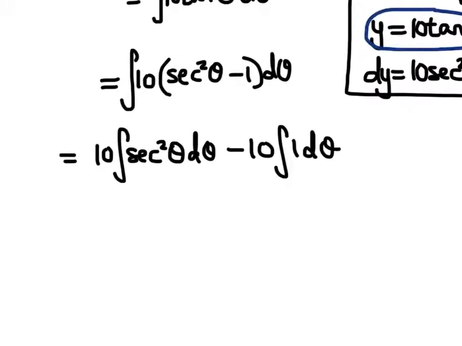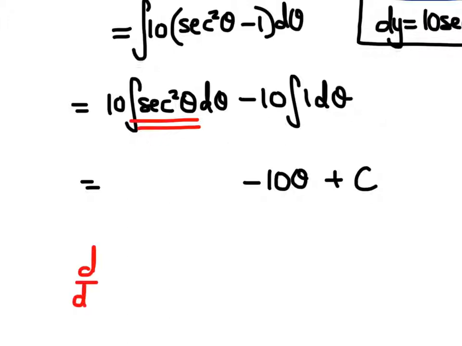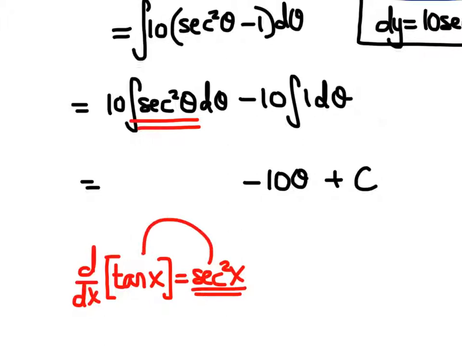Both of these integrals are pretty simple. The second one obviously is a little bit simpler, so that's minus 10 theta, all plus c. Now for this first piece, the integral of secant squared should ring a bell. Why should it ring a bell? Well, we know the derivative of tangent is secant squared, which means that the integral of secant squared should give us back tangent. So we know this to be tangent of theta, and you have that 10 out in front.